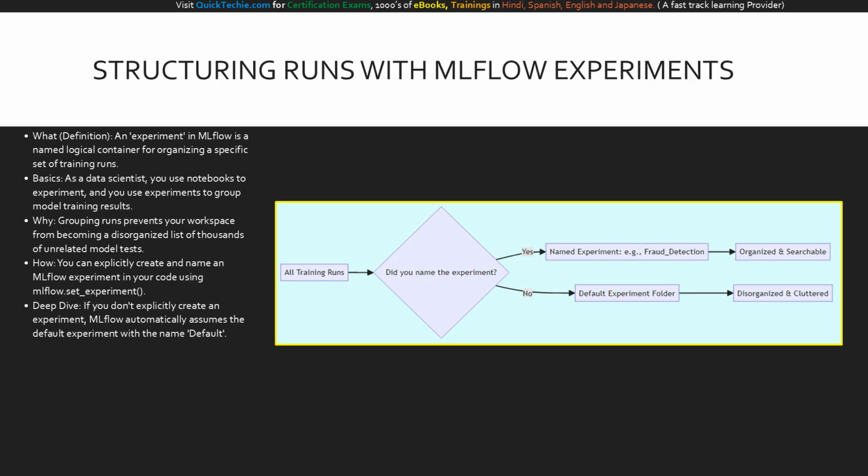As you begin to train dozens or even hundreds of models, you need a way to organize them. This is where the concept of an experiment comes into play. As a data scientist, you use notebooks to execute your code, but you use experiments to group your model training results together. Think of an MLflow experiment as a dedicated folder for a specific project. If you are building a fraud detection model, you want all those specific runs grouped together, completely separate from your image classification runs. You set this up programmatically in your script before training begins.